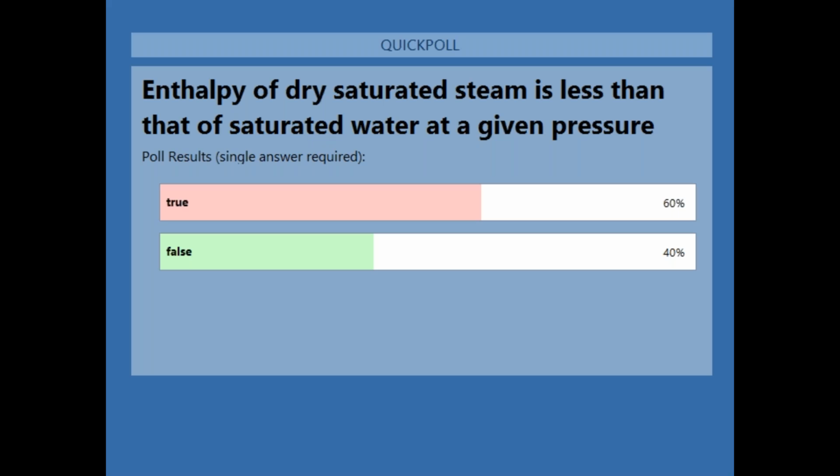Okay, so let me hide this poll. So the correct answer is false. The correct answer is that the enthalpy of dry saturated steam is more than that of saturated water at a given pressure. Okay. Let me hide this and go to the next poll. Hopefully now, maybe a number of students would get it correct.